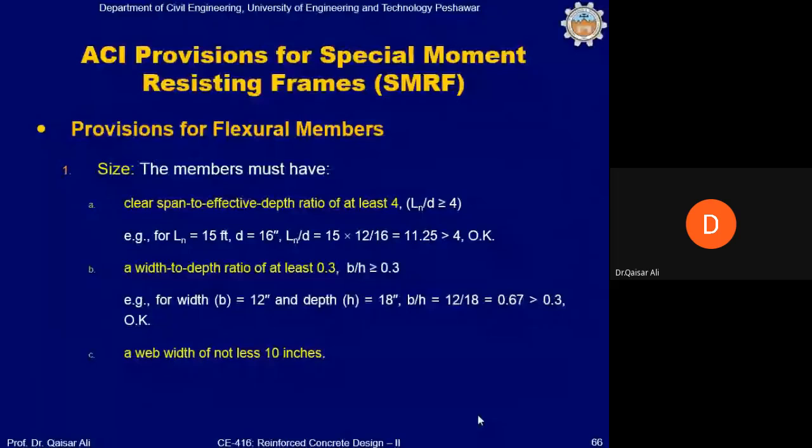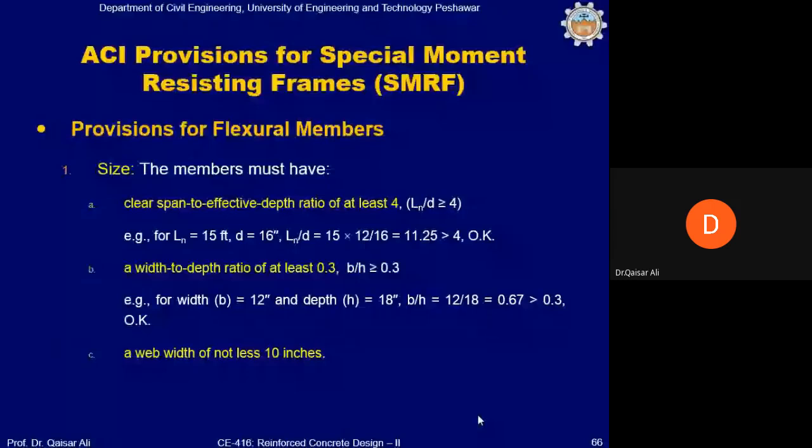The size of the beam, which is part of a special moment resisting frame, shall be such that the breadth to depth ratio is greater than or equal to 0.3. As an example, if the width of the beam is 12 inch and depth is 18 inch, then the b to h ratio is 0.67, which is greater than 0.3 in this case. If the beam is very deep, let's say 60 inch, then 12 divided by 60 will give us a ratio less than 0.3, and this will not be an advisable size for a beam that is part of a special moment resisting frame. By this provision, the ACI code wants to make sure that the beam is not very slender along the depth of the beam, not along the length of the beam.